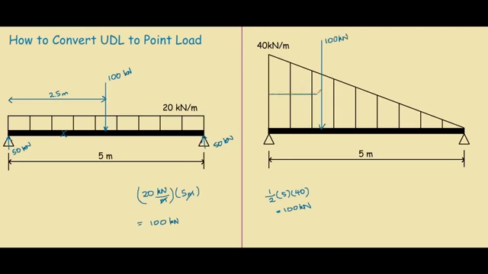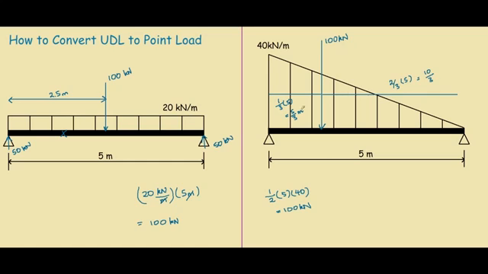And the centroid for a triangular UDL is 1/3 from the heavy side, so it will be 1/3 times 5, which equals 5/3 meters. If you wanted to work out the centroid from the smaller side, it would simply be 2/3 times 5, which equals 10/3. This is from the right hand side.